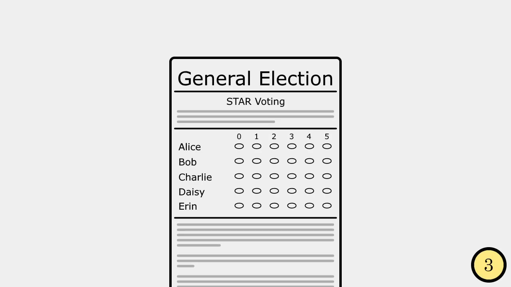When a voter arrives at the polling station, they receive a ballot that looks like this. Note that it looks somewhat similar to a multiple choice test. The voter then gives each candidate a score by filling in the corresponding bubble. Only one bubble per candidate should be filled in. If no bubble is filled in, it is treated as a 0.